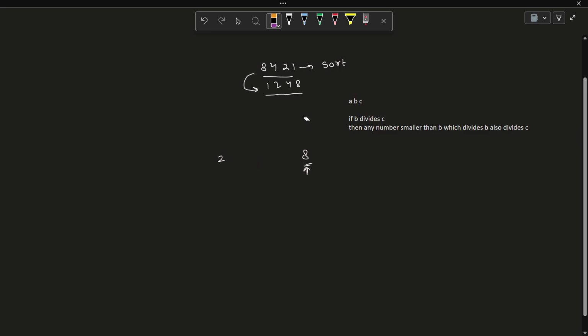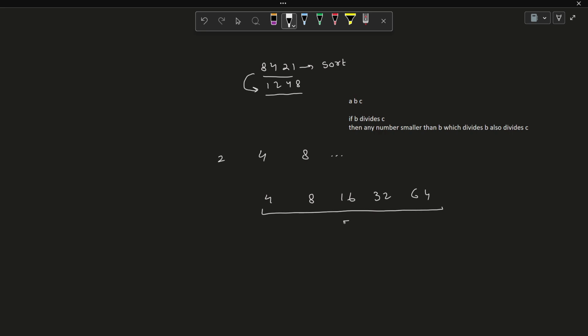So I have established the fact that 4 divides 8 and 2 also divides 8. That basically means no matter how many numbers, let's say from 4 there was a best answer, let's say 4, 8, 16 and then 32. This was the best answer of size 4, or let me just take one more example, 64. So this is the best answer of size 5. I have a number 2 here. I know that 2 is going to divide 4. That basically means 2 is also going to divide all of these numbers that are present after 4.